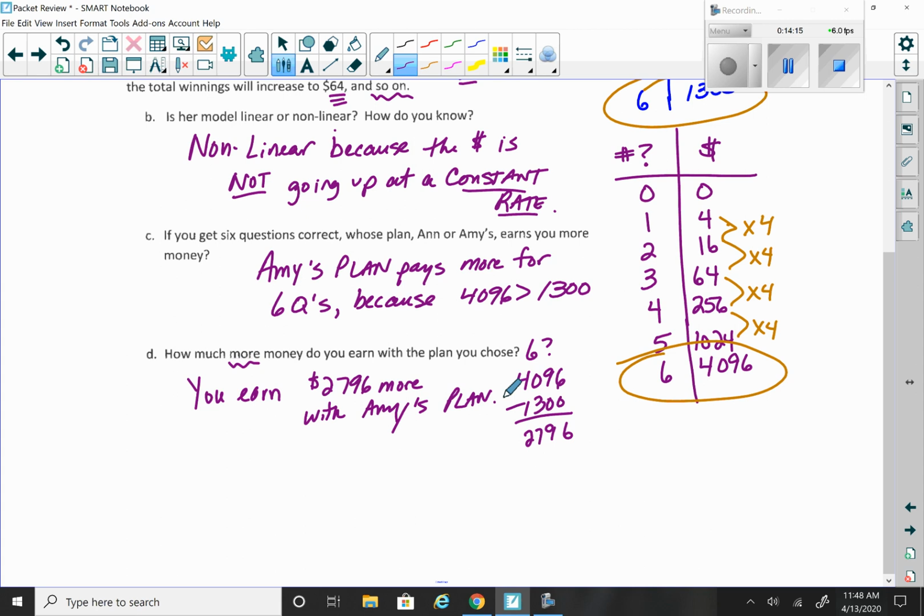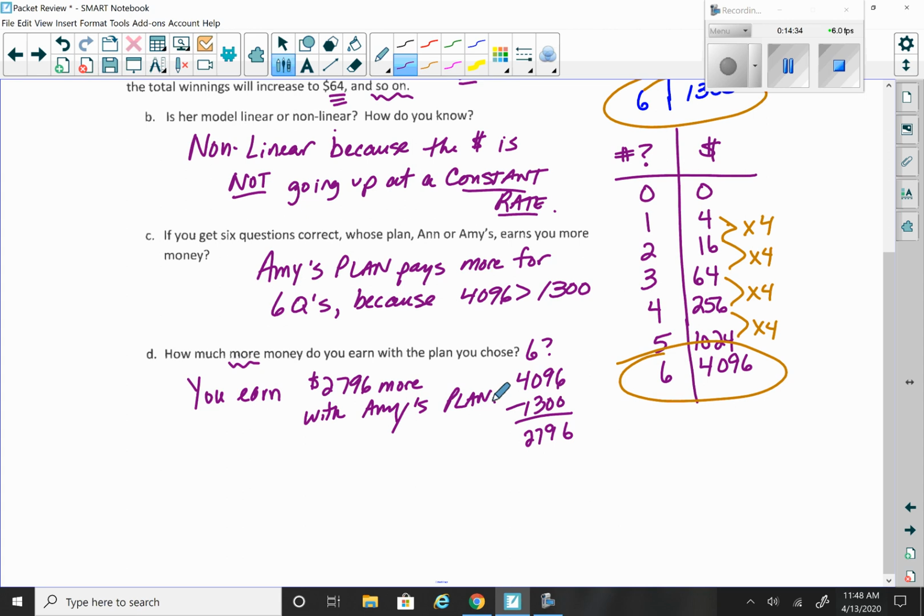So in both of these 2 pages, pages 40 and 41, we kind of reviewed some concepts of comparing rates between 2 different plans. And we also talked a little bit about slope and looking for that constant rate or rate of change in a table or an equation.